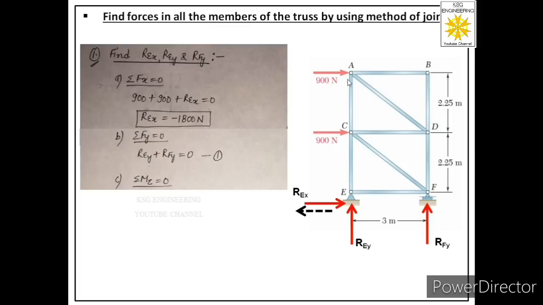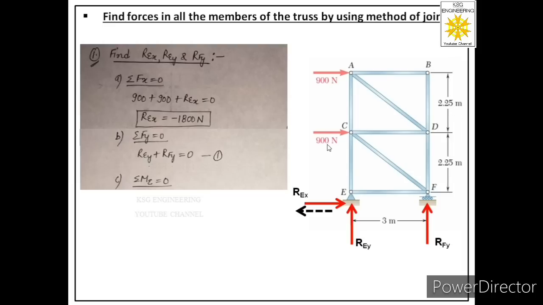Now let us see its nature also. It will generate a clockwise moment, so its nature is clockwise and we will consider its sign negative. It means the final answer for the moment of the 900 Newton force acting at joint A about joint E will be equal to minus 900 into 4.5.